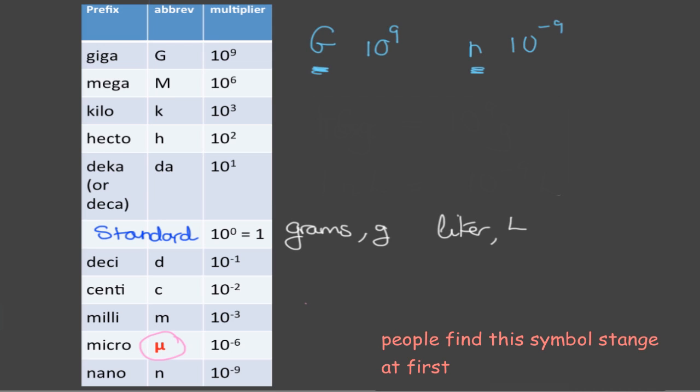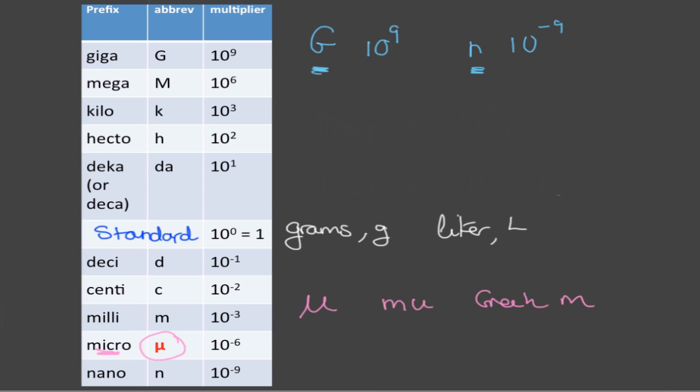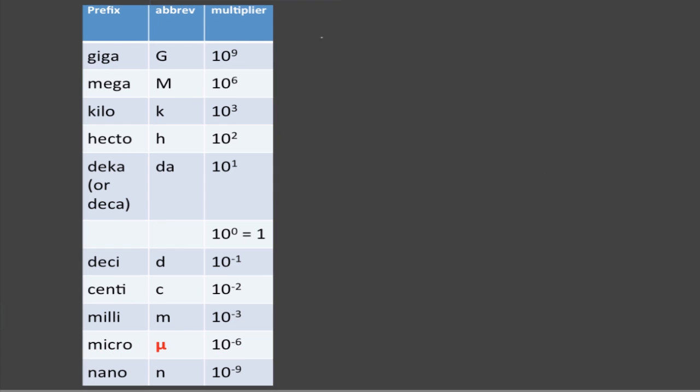Just look at that red symbol next to micro. It is mu, pronounced mu. It is a Greek letter M, and it's always used for micro. Whenever you see that, 10 to the negative 6, it's micro.